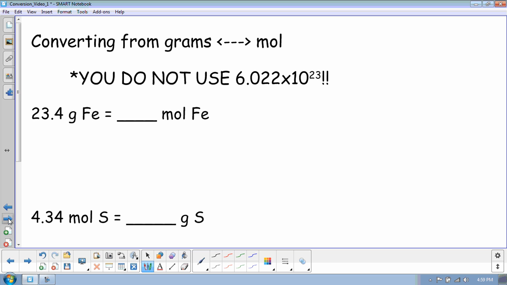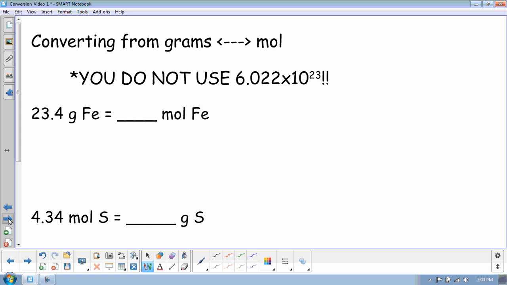Please, please, please know that when you're just going from grams to moles, you are not using Avogadro's number, which is 6.022 times 10 to the 23. You don't use that here. You're going to just use the masses off your periodic table. For this class, we're going to round to 2 decimal places. If your teacher says to round to 1, go ahead and do that. Your numbers really shouldn't change all that much. So let's go ahead and look at this first question.